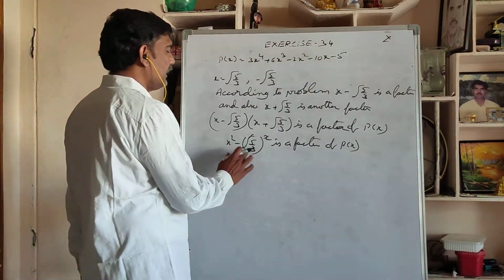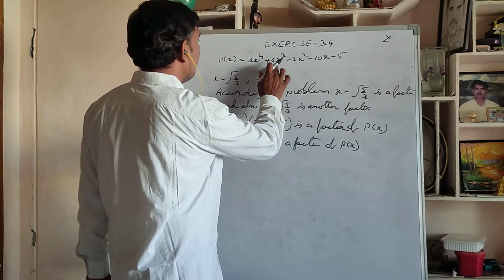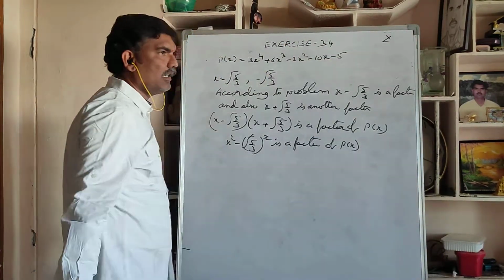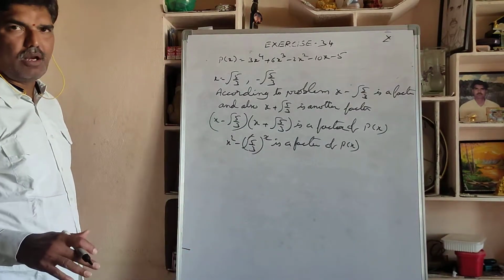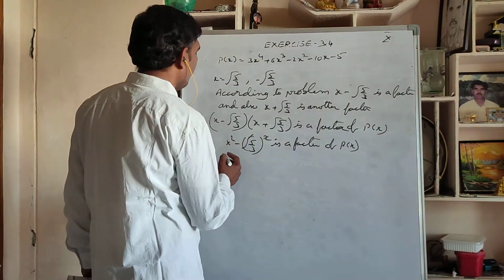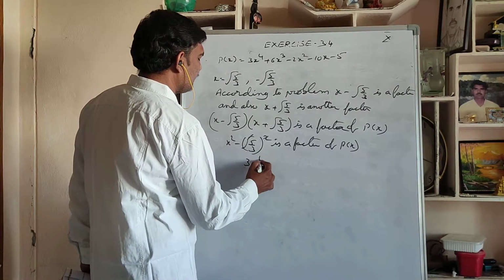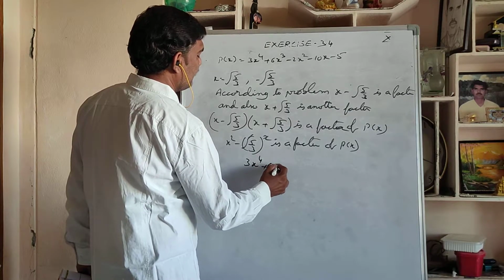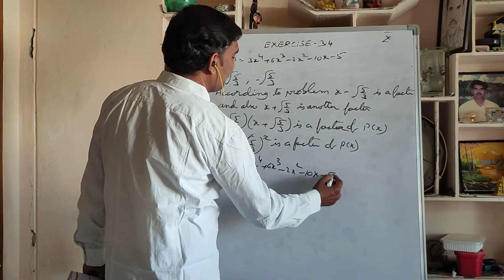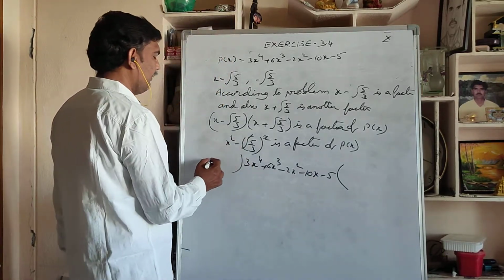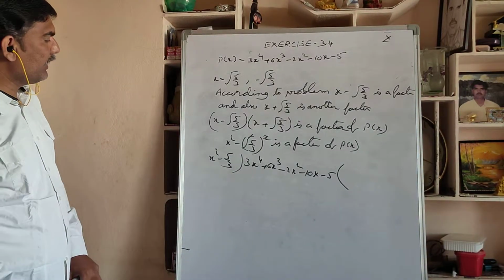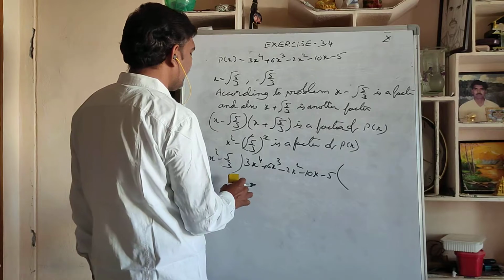Now, x^2 - 5/3 is a factor of this polynomial, which means if you do the division, whatever quotient comes, you have to solve that to get the remaining 2 factors. Now what you have to do is divide 3x^4 + 6x^3 - 2x^2 - 10x - 5 by x^2 - 5/3. Okay, this division is somewhat difficult.